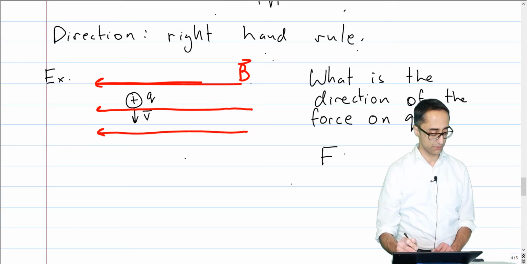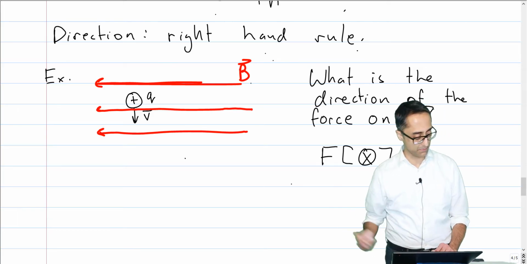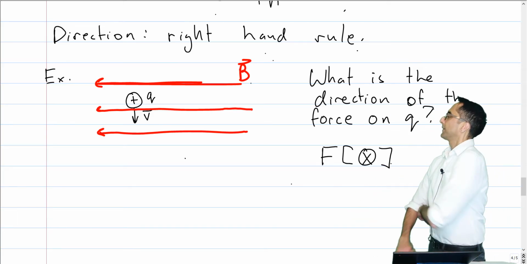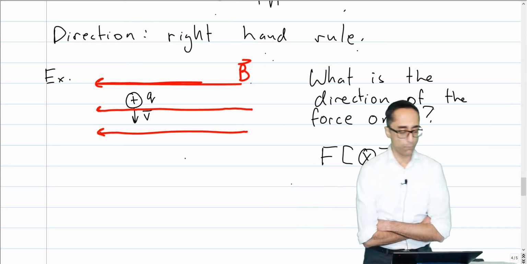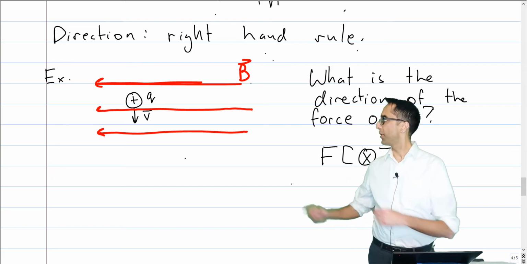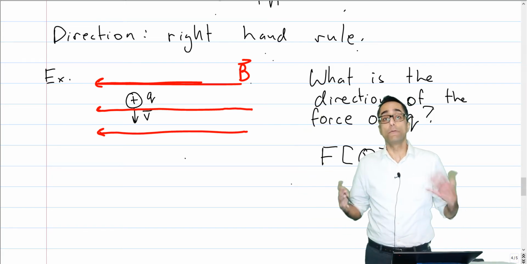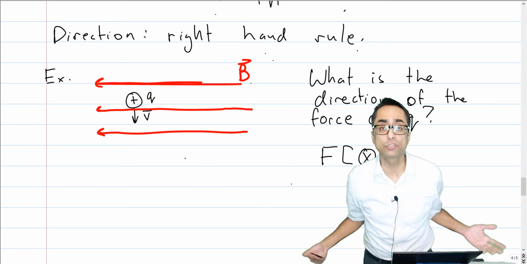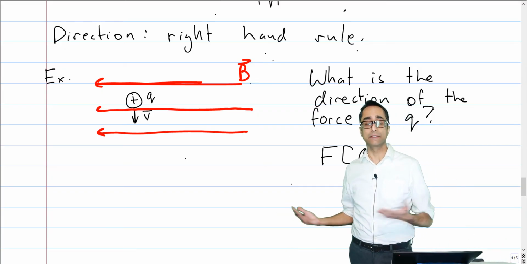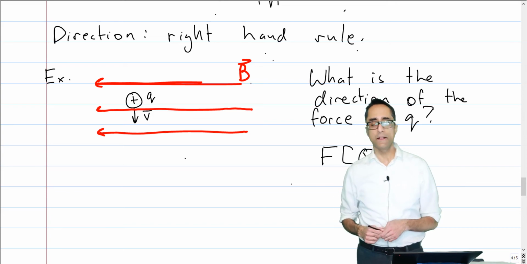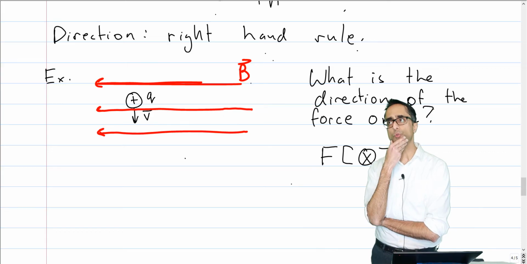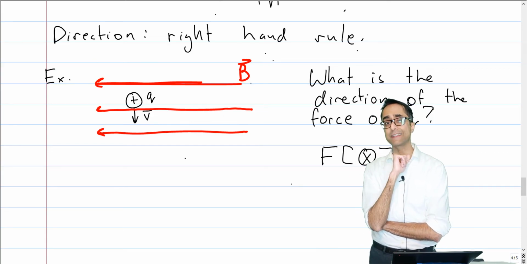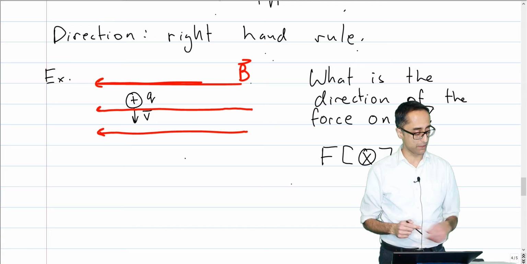Interesting. So force is into the page. You can write into the page or you can demonstrate it like that. That is fascinating. So the force is actually 90 degrees away from the velocity. So even though that velocity is going down, the force, which will result in an acceleration, the net force on this is going to be equal to mass times acceleration. It's going to have a velocity this way, but an acceleration into the page. The subsequent motion will be quite interesting, and we will investigate that a little bit later.